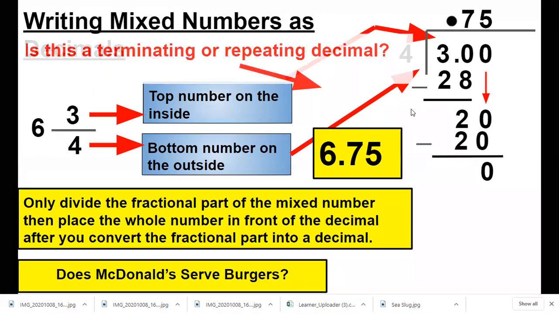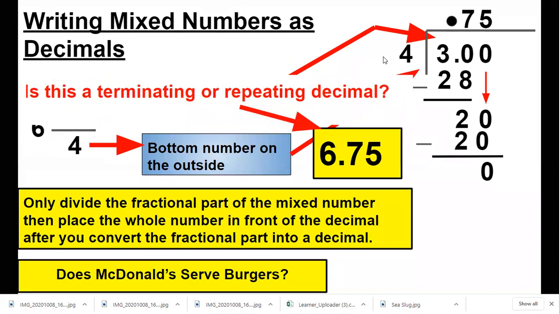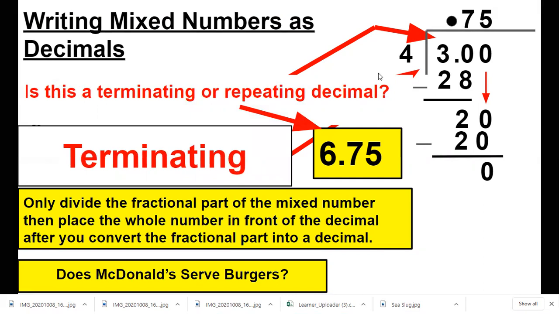Let's look. What do you think? 6.75. That's a terminating decimal. It ends after 5. Doesn't go on and on. So it's a terminating decimal. Okay.